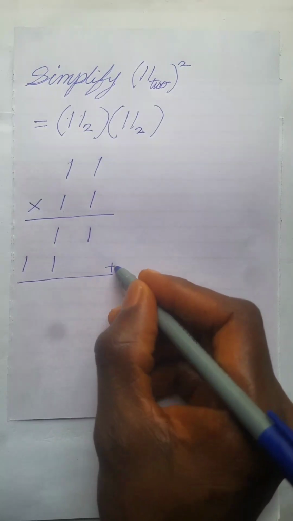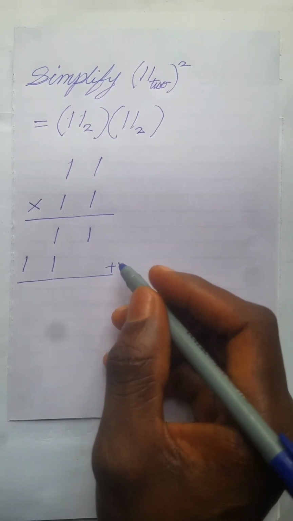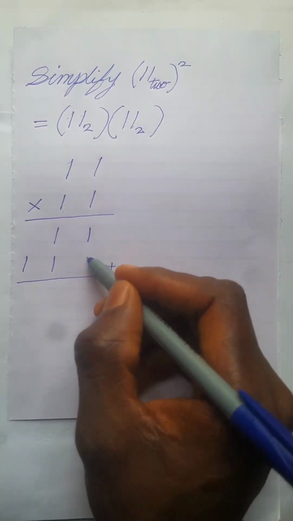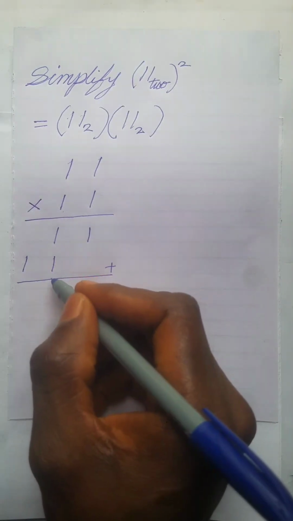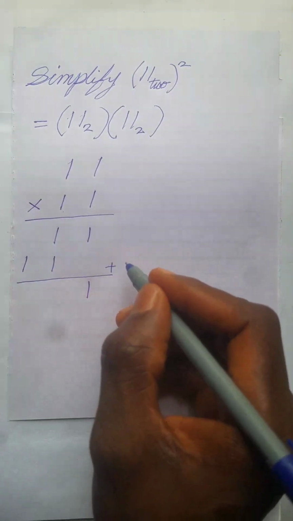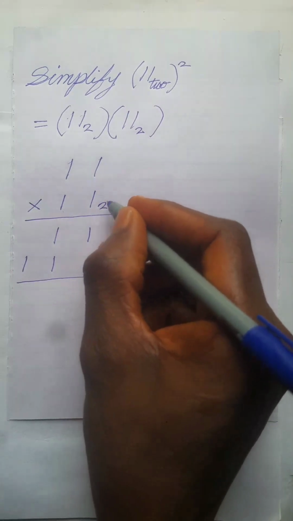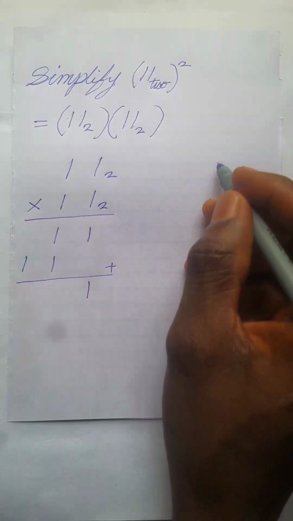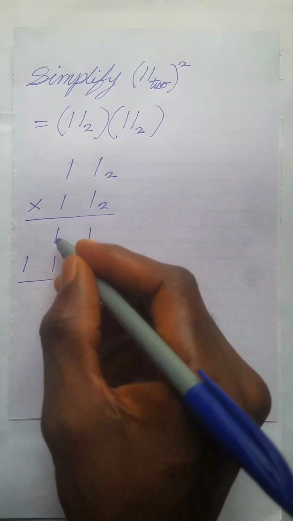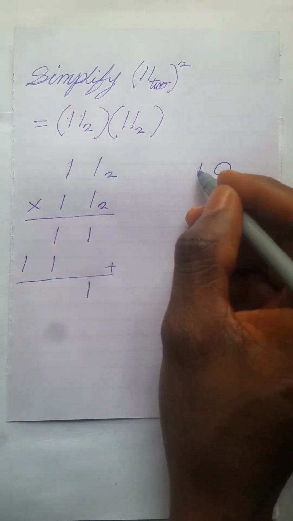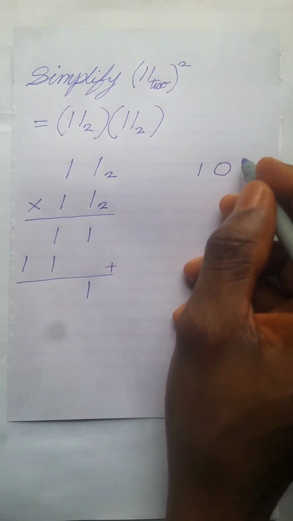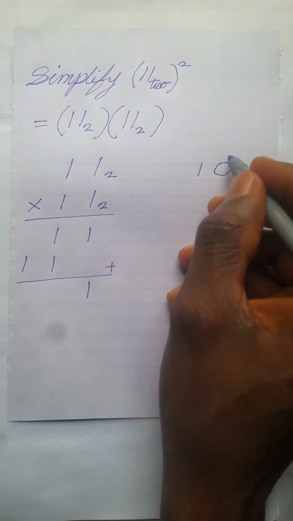Now we have to add the same thing we do to base 10. 1 plus 0 is 1. 1 plus 1 is 2. Now what is 2 in base 2? Remember, this is multiplication in base 2. Now 1 plus 1 is 10 in base 2. 1 0 in base 2.